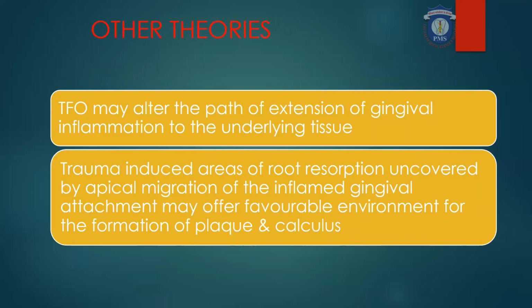In addition to Glickman's concept and Verheyen's concept, there are various other theories which show a relationship between traumatic occlusion and progression of periodontal disease. These theories show that trauma from occlusion may alter the path of extension of gingival inflammation into the underlying tissues. Another theory supports that trauma-induced areas of root resorption, uncovered by the apical migration of inflamed gingival attachment, may offer a favorable environment for plaque accumulation or calculus formation. So if there is a traumatic occlusion, that will result in more plaque accumulation or calculus formation.